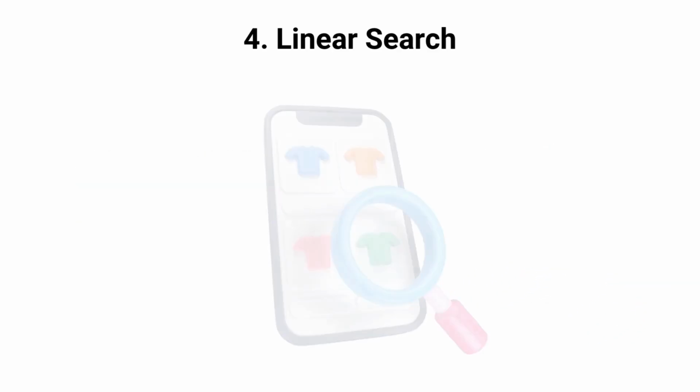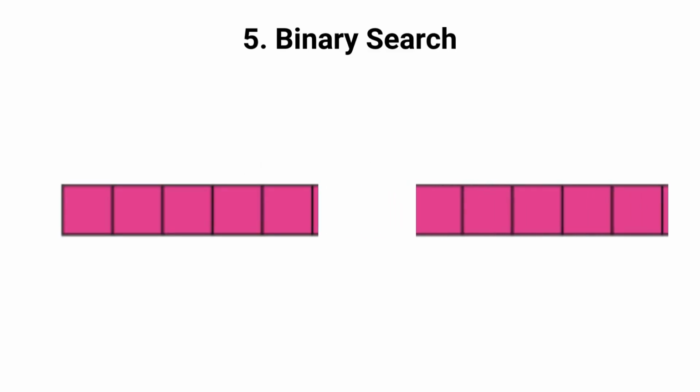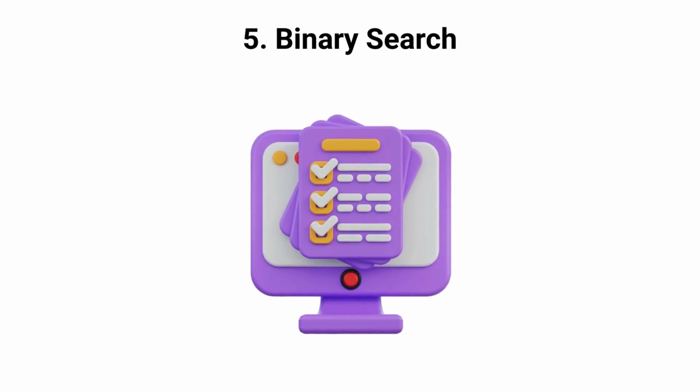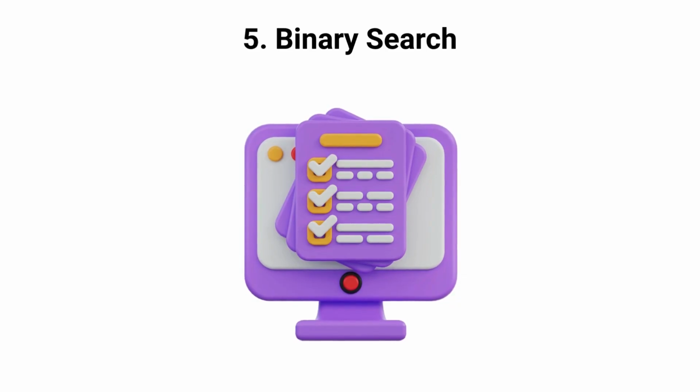Next, binary search. It works on sorted data, dividing the search space in half. So this works O(log n) number of times. Example: searching for a product in a sorted catalog. Okay, linear search is for an unordered list, and binary search is for a sorted catalog. So this is easy, right? Easy to find. That's it.